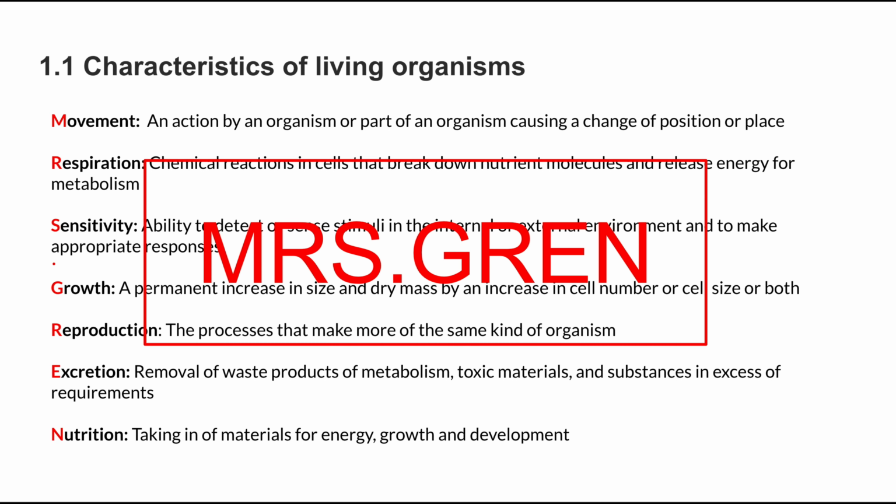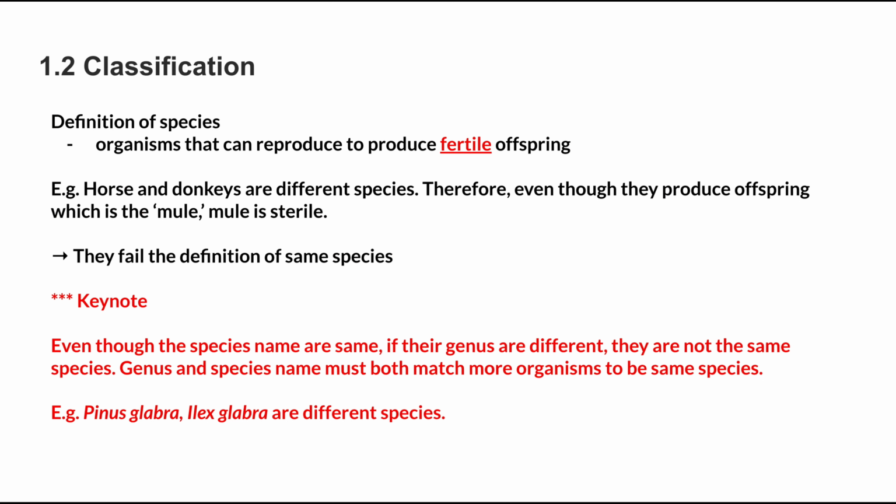Now, a good way to remember all these 7 characteristics is there is a good acronym, Mrs Gren. M for movement, R for respiration, S for sensitivity, G for growth, R for reproduction, E for excretion, and N for nutrition. So we covered 1.1, and we'll move on to 1.2, which is classification.